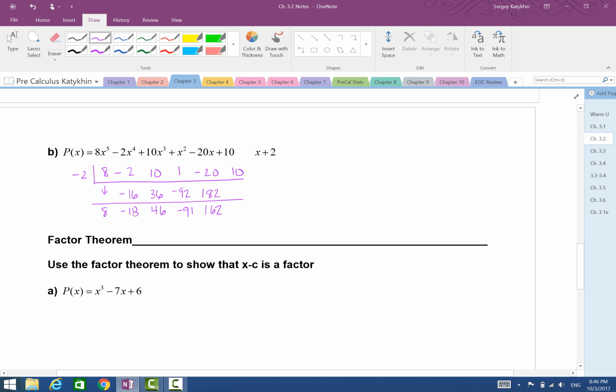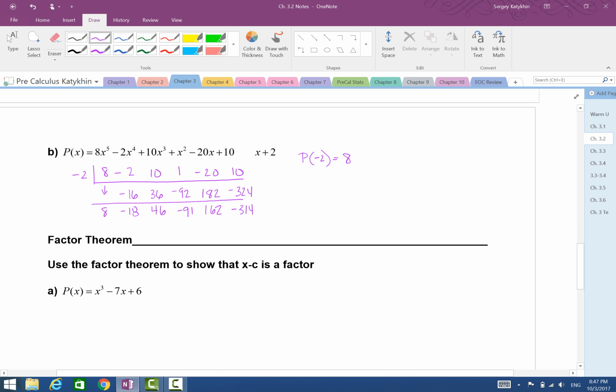And then negative 2 times 162 gives us negative 324. Adding 10 and negative 324 gives us negative 314. So this gives us a factor with a remainder of negative 314. Now let's plug negative 2 into the original function. So let's plug in negative 2.